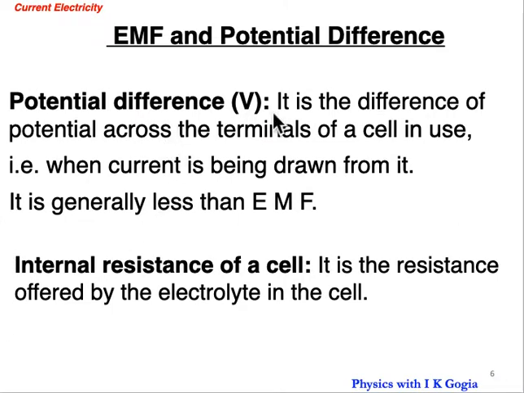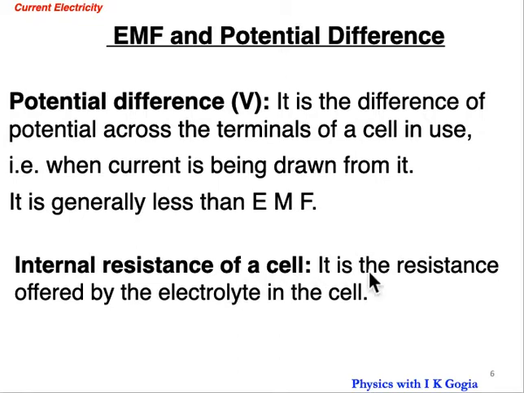In the second diagram, the cell is in use and the current is being drawn from the cell. The difference of potential across terminals of a cell in use, that is in figure B, is called potential difference. It is generally less than EMF. However, the potential drop across a cell exceeds the EMF of the cell when we are charging the cell, when we have connected it to an external source to store the electric energy as chemical energy in the cell.